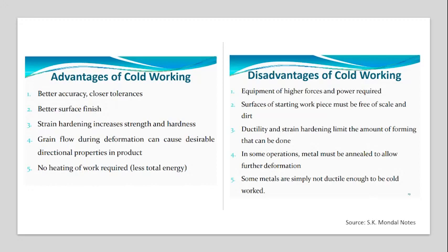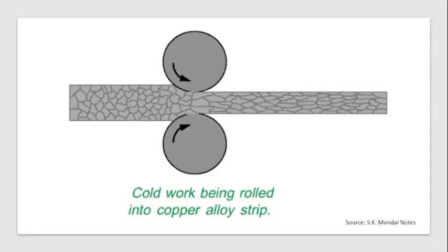What are the disadvantages of cold working? You are doing it at room temperature, right? So a higher force will be required because your material is hard, and ductility and strain hardening limit the amount of forming that can be done. In some operations, metal must be annealed to allow the deformation. Suppose you're doing it at room temperature and your metal is brittle. It is not easy to deform it; it will break or something. So these are the disadvantages of cold working.